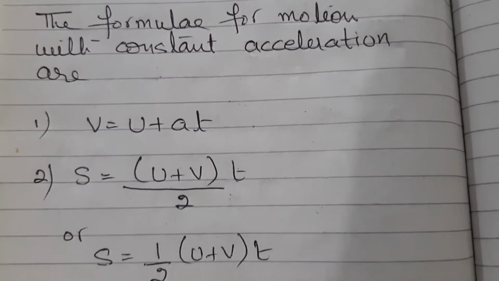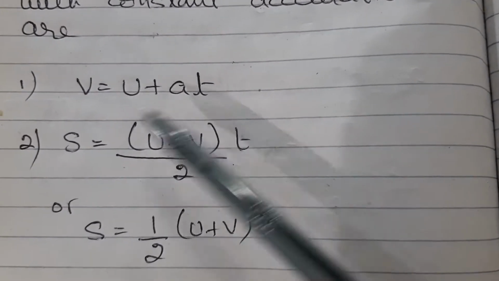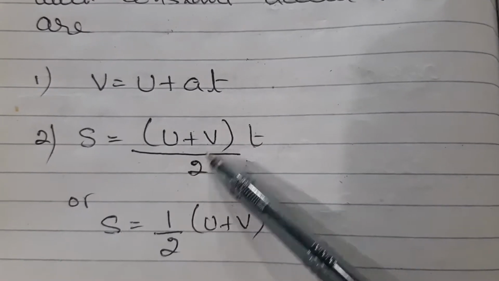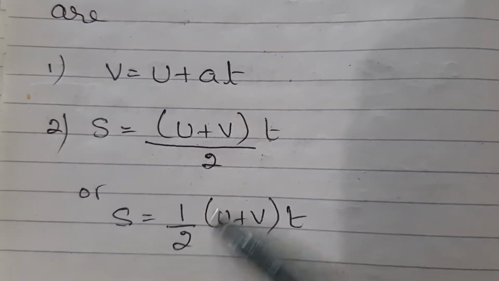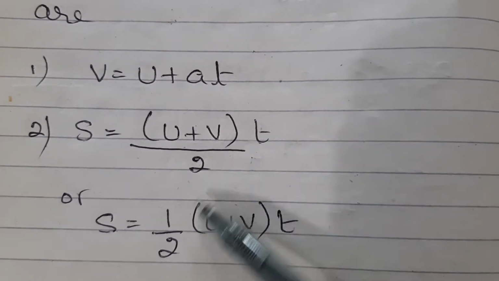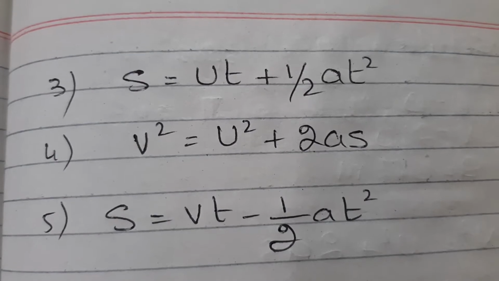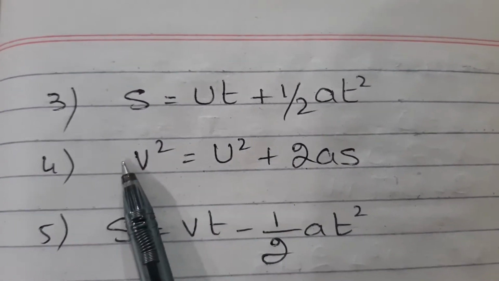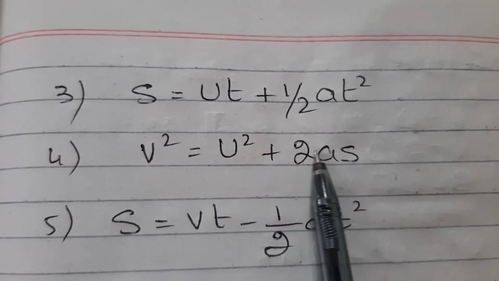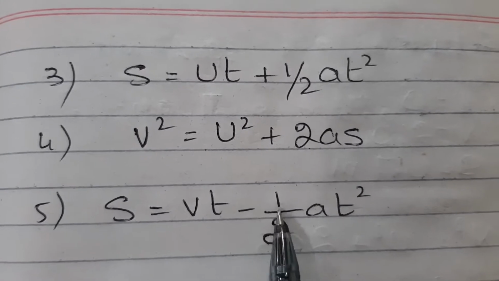and you need to know them by heart, right? V is equal to U plus AT. S is equal to (U plus V) divided by 2, into T, which is also written like this. It is the same thing, I'm just writing 1 over 2 separately. Now formula number 3: S is equal to UT plus half AT square. V square is equal to U square plus 2AS. S is equal to VT minus half AT square.